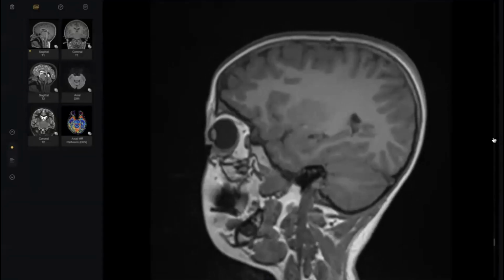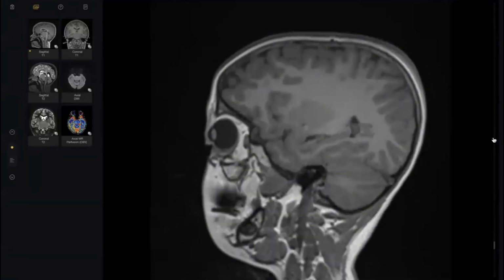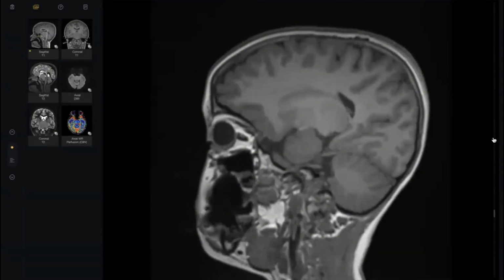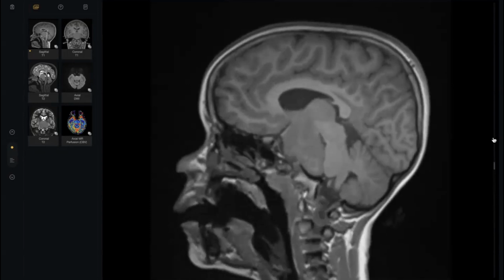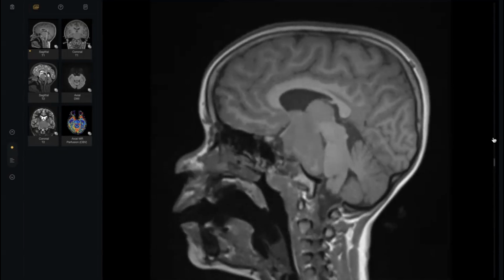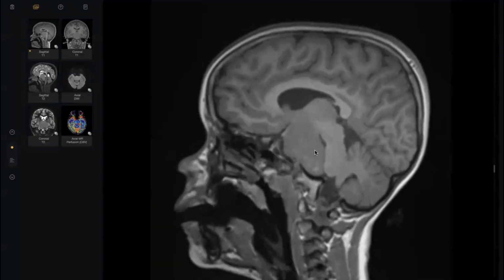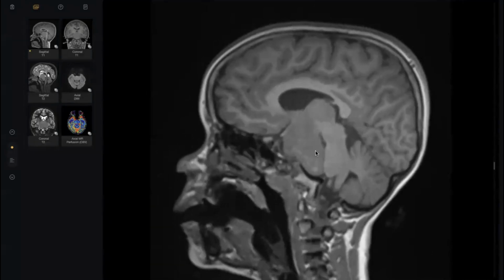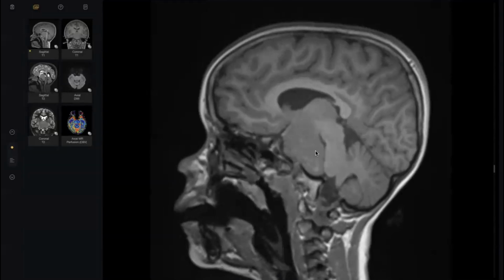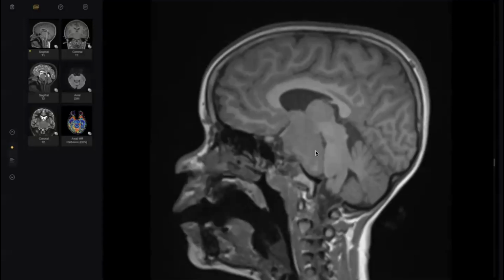This 7-year-old child is coming with seizures and developmental delay. I'm just looking for the abnormality. I can see an abnormal mass lesion, hypointense in signal, related to the pituitary fossa, and it's enlarged in size. It's extending upward to the optic chiasm and extending downward, compressing the medulla oblongata and pons.